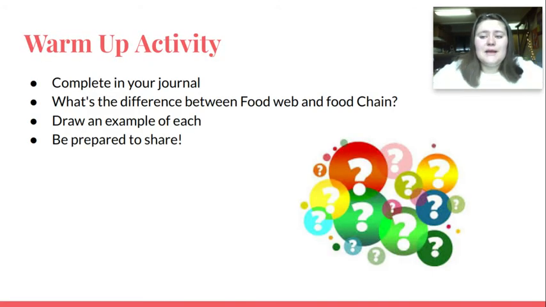For the warm up activity, I'm going to have the students complete it in their journal. They're going to tell me what's the difference between a food web and a food chain. And then they're going to also draw an example of each of them because they're diagram descriptions. I told them to be prepared to share because I'm going to have maybe 2 to 4 students share what they got for this answer and share their drawings with the class so that we can all be on the same page of what the correct answer is.